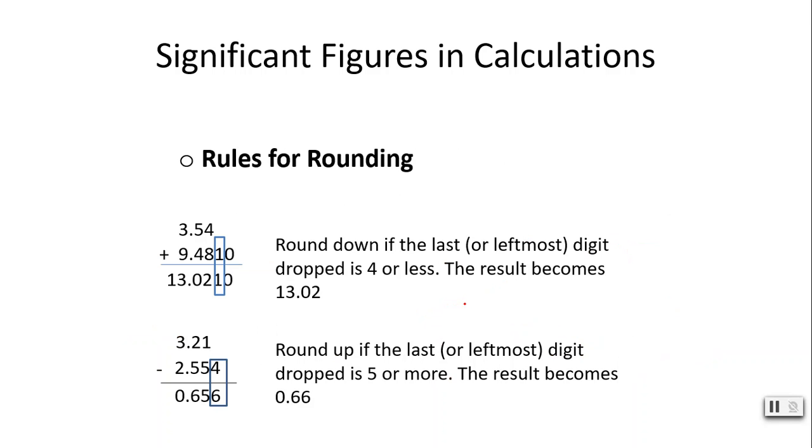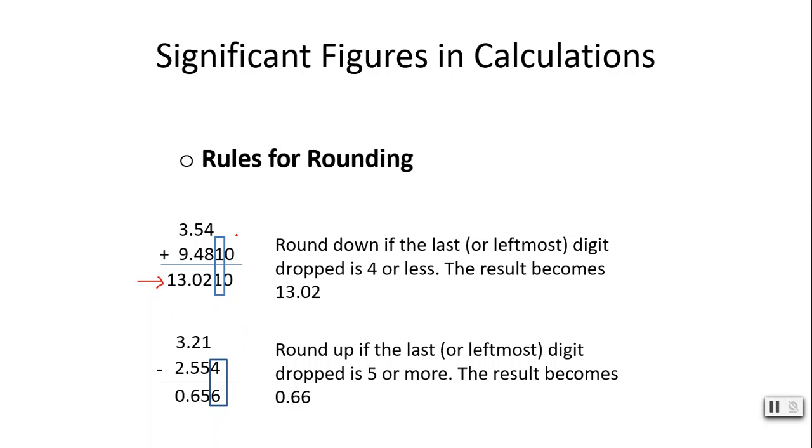Now let's talk a little bit about rounding. So when rounding, you have to remember two more things. With significant figures and rounding, you round down if the last or leftmost digit is 4 or less. So for example, let's say I have these two numbers, 3.54 and 9.4810. If I was to add those up, this is the number that would spit out of your calculator.